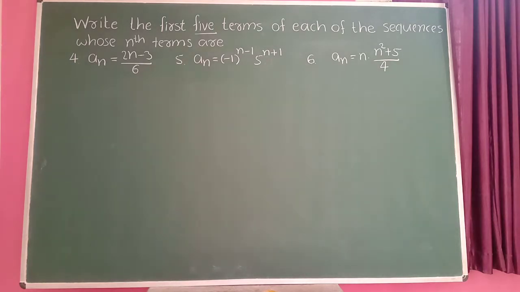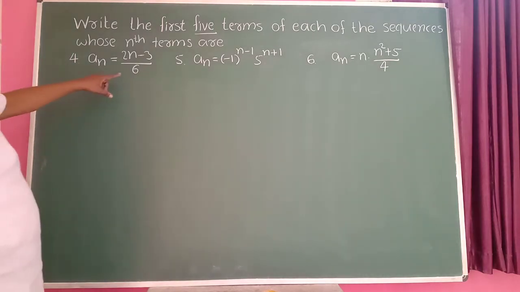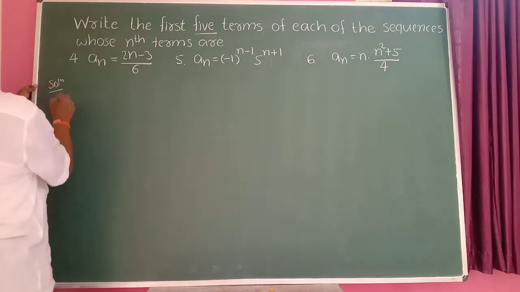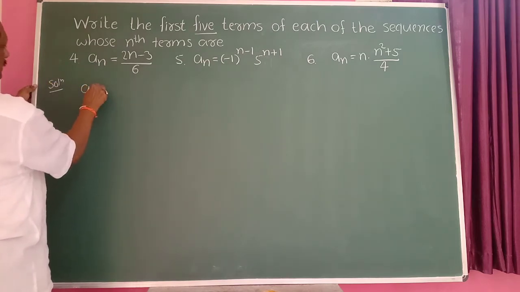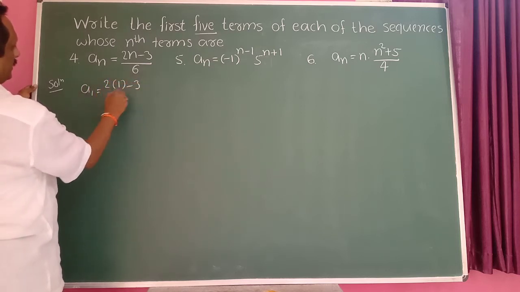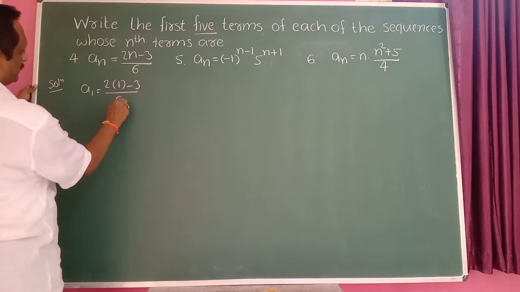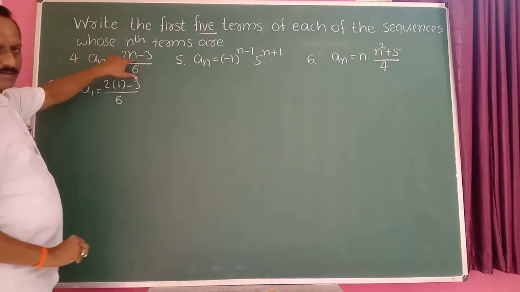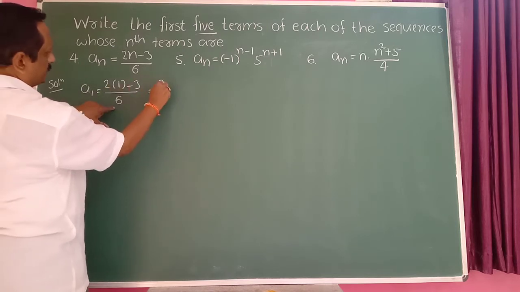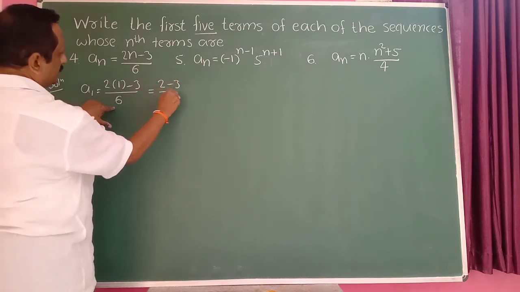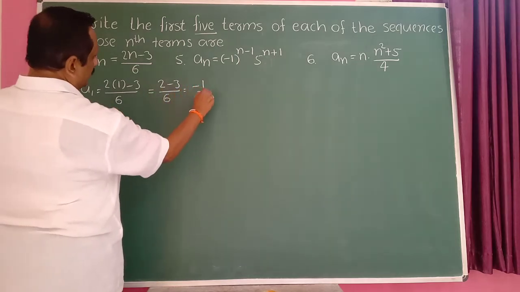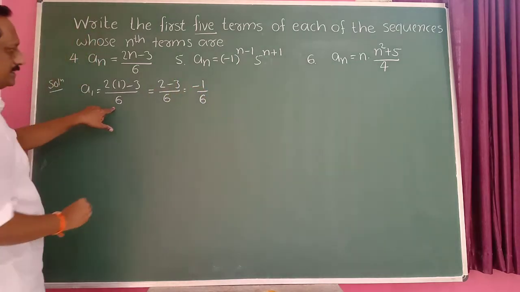So fourth example here, a_n is equal to (2n minus 3) divided by 6. Okay, so take your solution. So a1 is equal to (2 into 1 minus 3) divided by 6. Put n value 1 here. So this is equal to (2 into 1 becomes 2, minus 3) divided by 6. 2 minus 3 gives minus 1, minus 1 divided by 6.